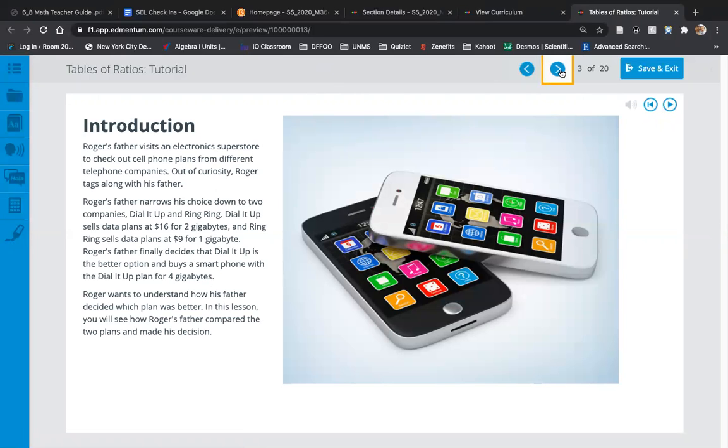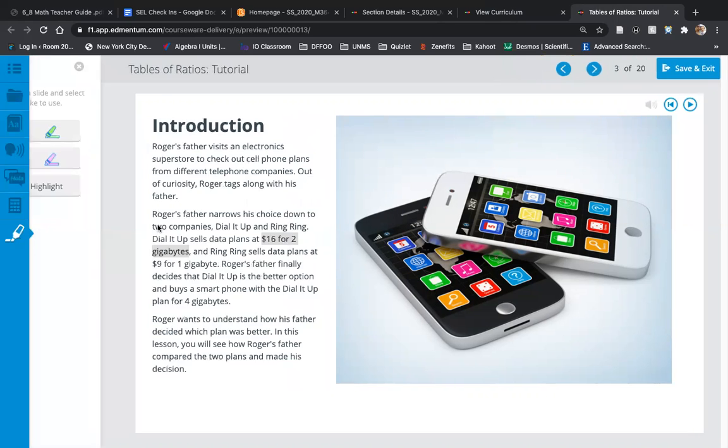All right, let's read through this scenario. It says, Roger's father visits an electronics superstore to check out cell phone plans from different telephone companies. Out of curiosity, Roger tags along with his father. Roger's father narrows his choice down to 2 companies, Dial It Up and Ring Ring. Pretty cheesy names. It says Dial It Up sells data plans at, this looks like important information, $16 for 2 gigabytes. So let's just highlight that.